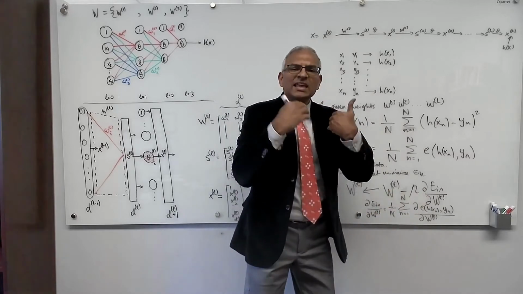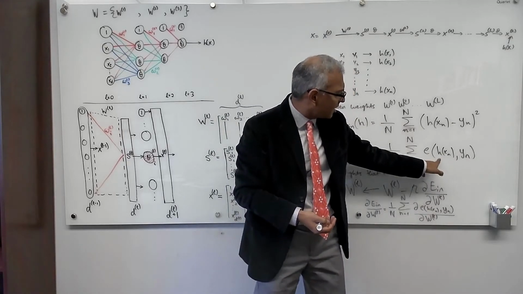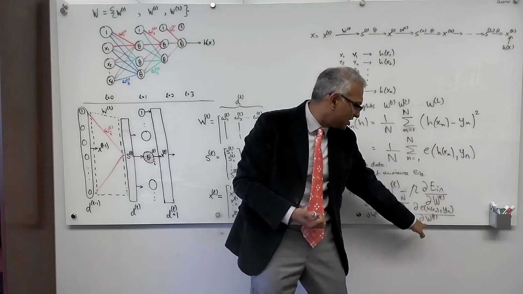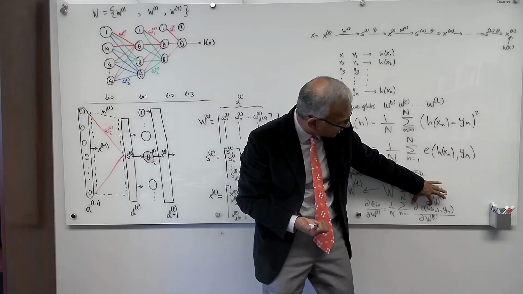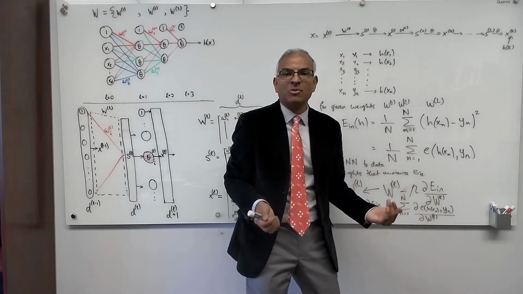What is the gradient? Effectively, the gradient is saying how much does this error function change if I change the weights? The change in the error function divided by the change in the weights. That's effectively what the gradient is, the derivative.